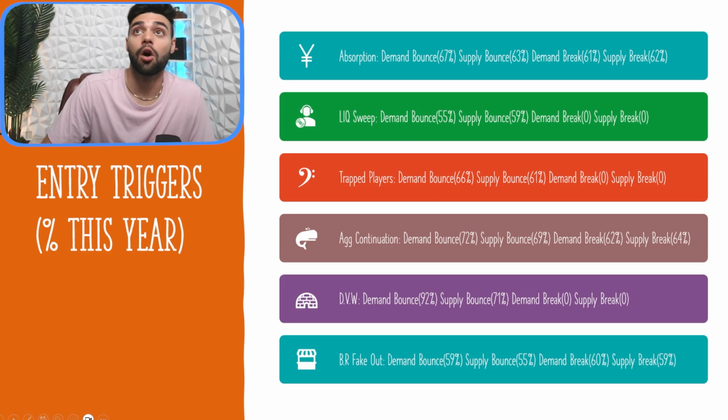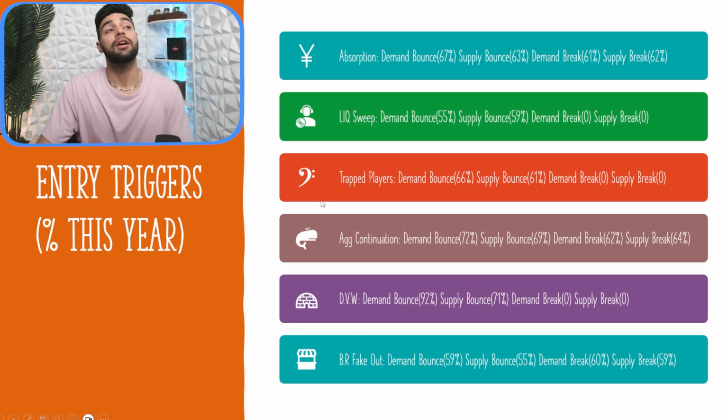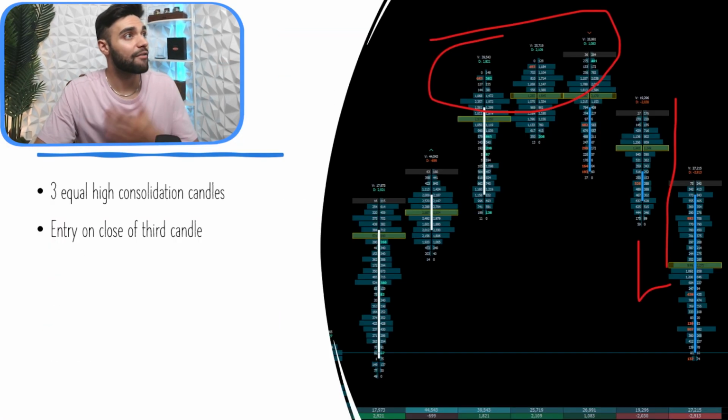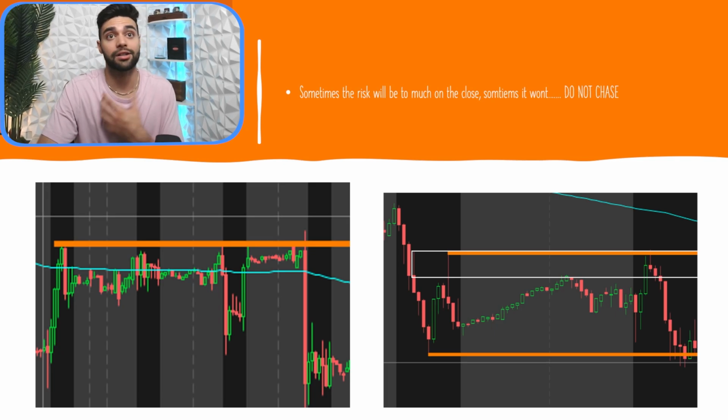Now, these are all about absorption, liquidity sweeps, trap players, aggressive continuation, demand bounce. This is a dead volume wick, my bad. Breakout or false range breakout, so just a fake out of the balanced range. These are some of my entry triggers. Now I do have, pretty much in depth, what these entry triggers are, how to find them, how to use them, and how to actually properly play them.